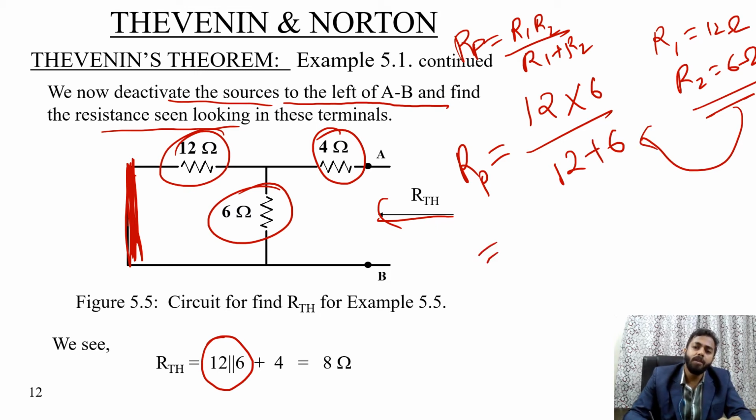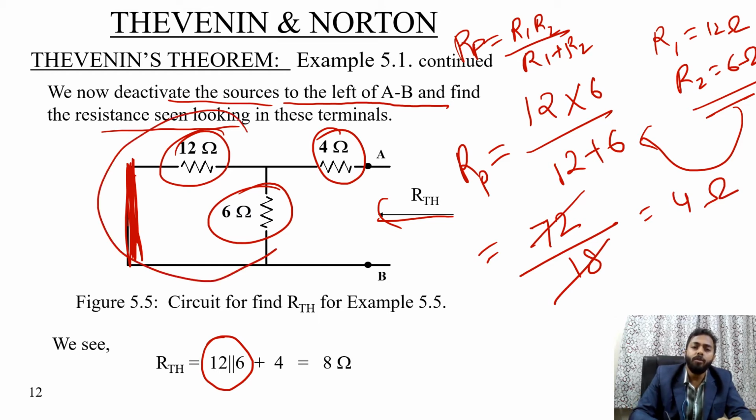So here 12 into 6, that is 72, and 12 plus 6, that is equal to 18. So this is equal to 4 ohm. So now this 4 ohm resistance is in series with the 4 ohm resistance. That's why 4 plus 4 is equal to 8 ohm.